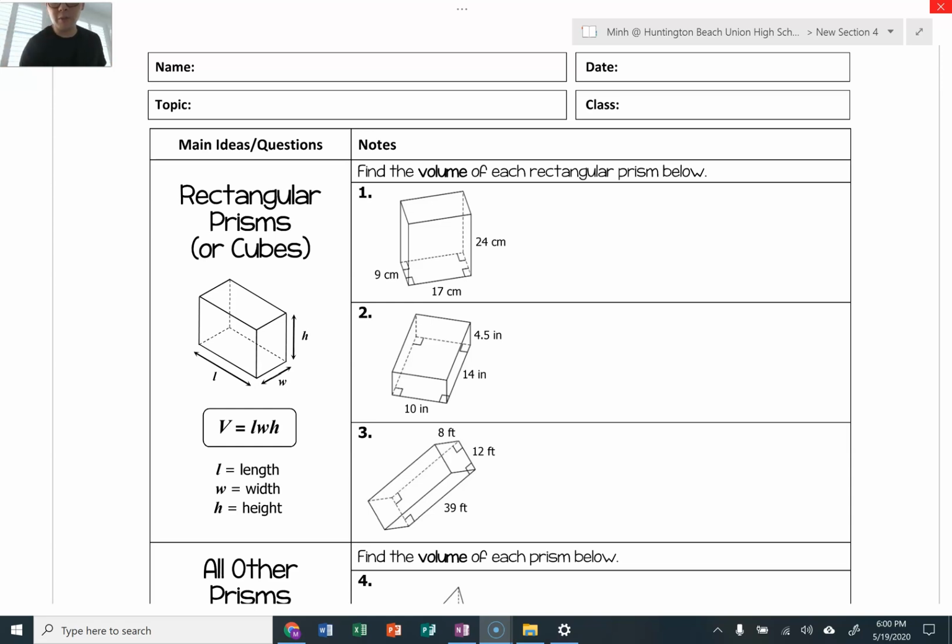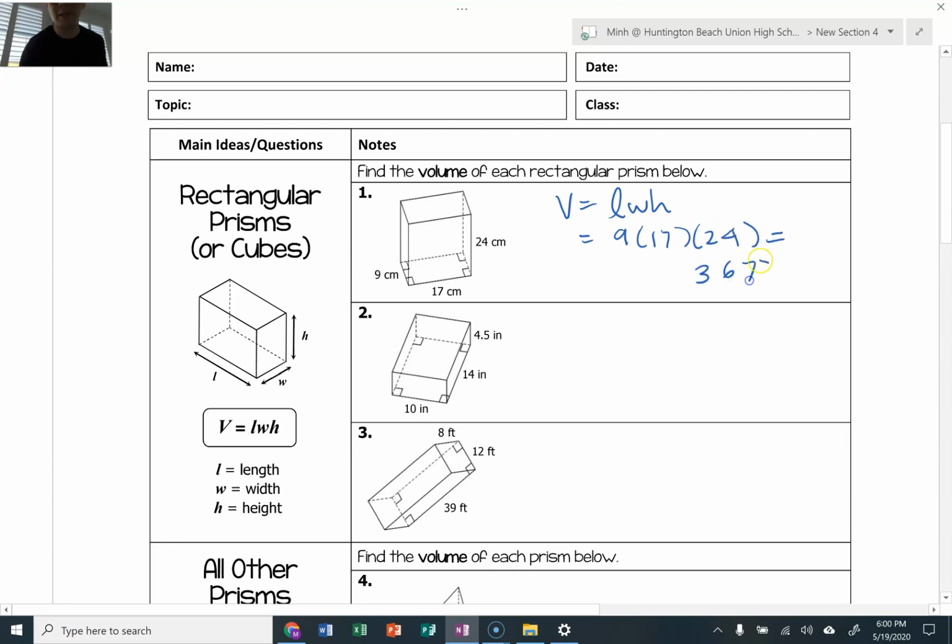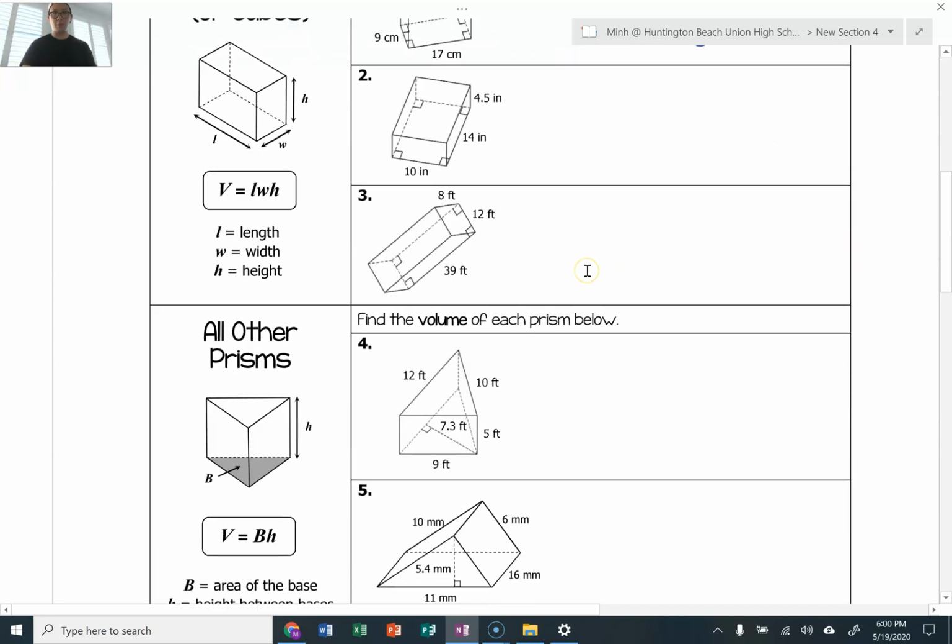So for the very first one, volume is equal to length, width, height multiplied together. So that's going to be 9 times 17 times 24. And if you do that correctly, that's going to get you 3,672. And since we're talking about volume this time, it'll be centimeters cubed. As quick as that. All right, so any box shape, length, width, height, just multiply it.